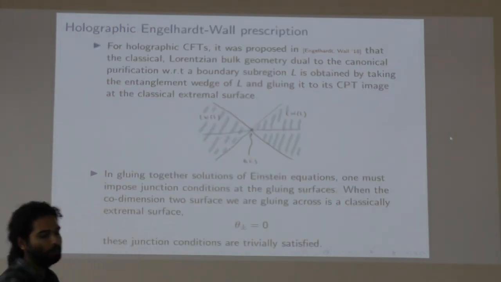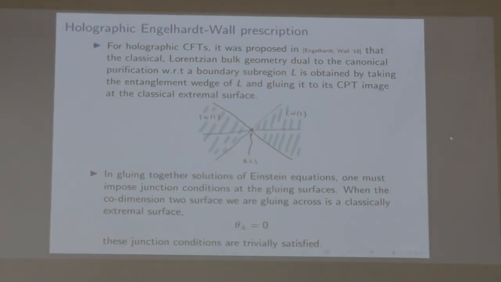Okay, so those were a few of the motivations for why you might be interested in studying the reflection operator. But here, in this talk, I'm going to focus on one particular one, namely that there's a very nice prescription or proposal due to Engelhardt and Wall for what the Lorentzian geometry dual to the canonical purification is supposed to be.